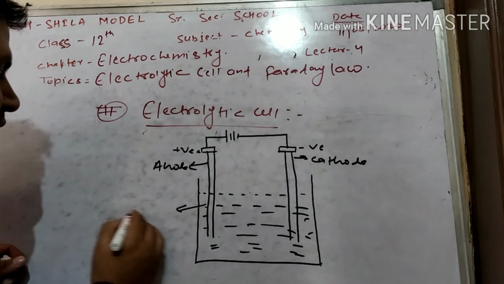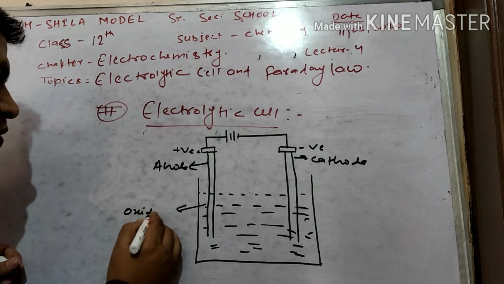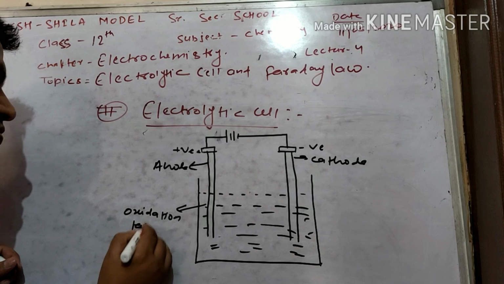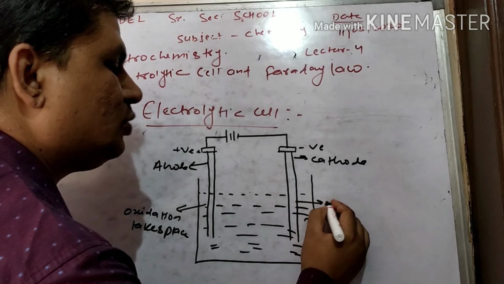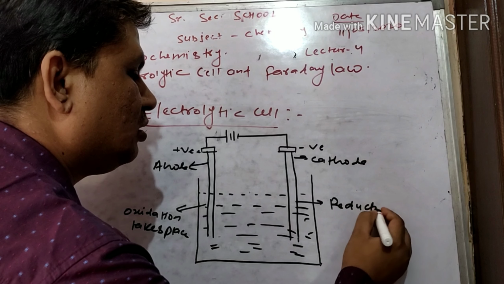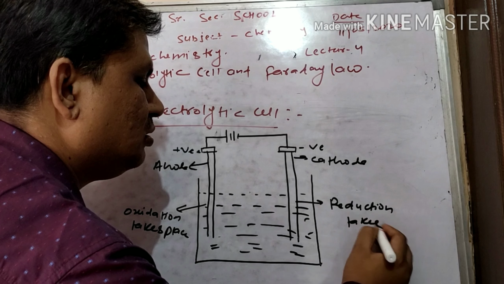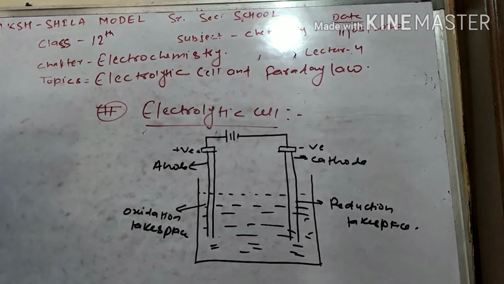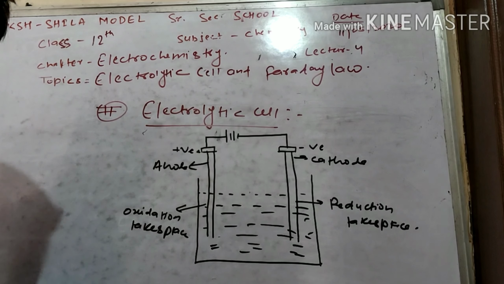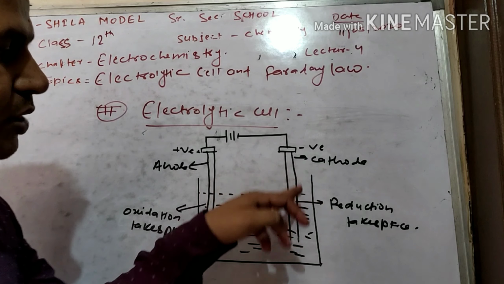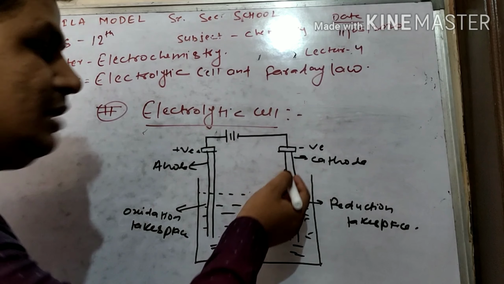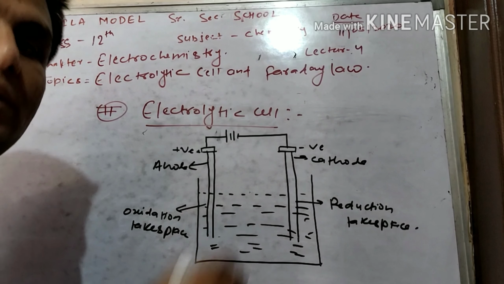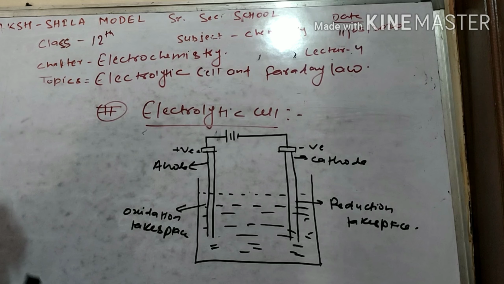At anode generally oxidation takes place, and at cathode generally reduction takes place. So at anode oxidation takes place, so it will release electrons, and at cathode reduction takes place, so this electrode takes electrons and becomes reduced.